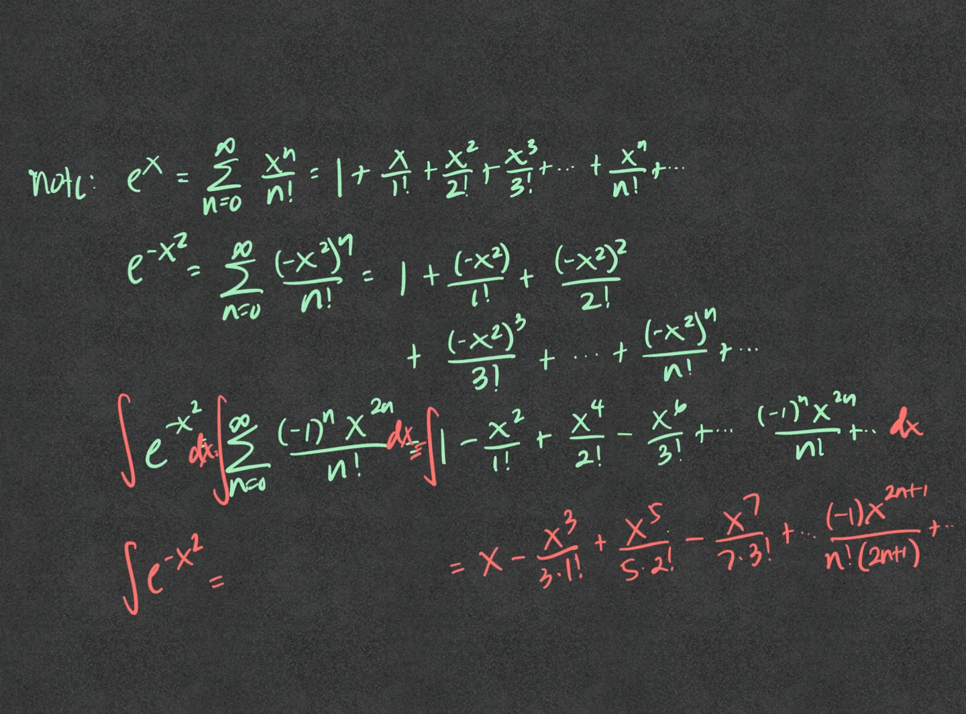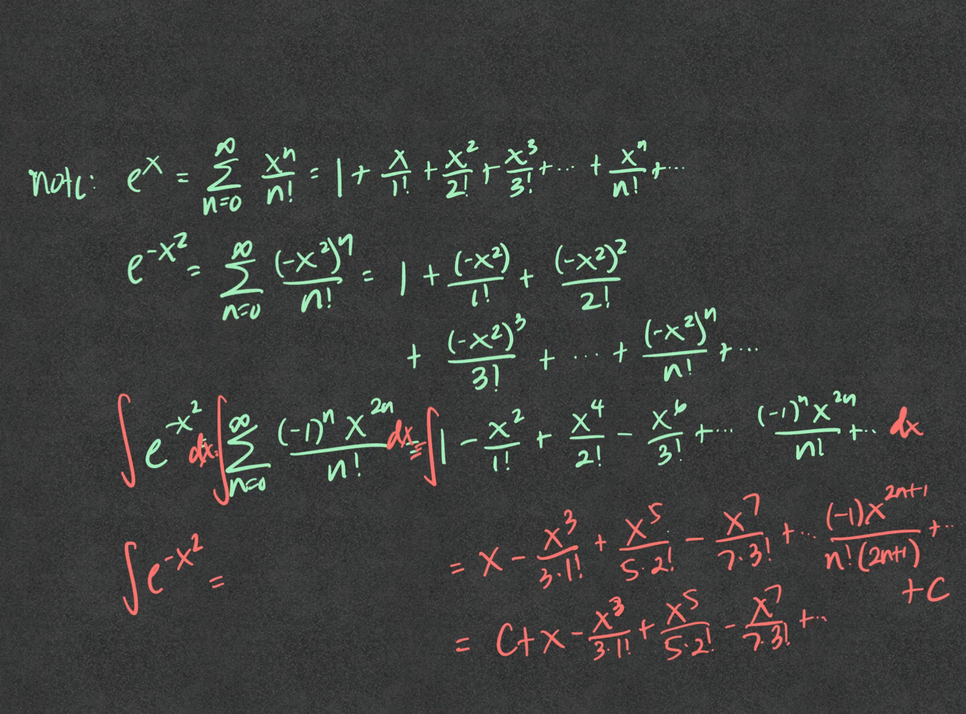I shouldn't try to squeeze it in probably, but I am. So it looks like that. And then plus c, somewhere in there. We tend to write the c up front. I forget it every single time. So I would rewrite it to say c plus, and then all the stuff that follows. So we would say c plus x minus x to the third over 3 times 1 factorial, plus x to the fifth over 5 times 2 factorial, minus x to the seventh over 7 times 3 factorial, plus dot, dot, dot.